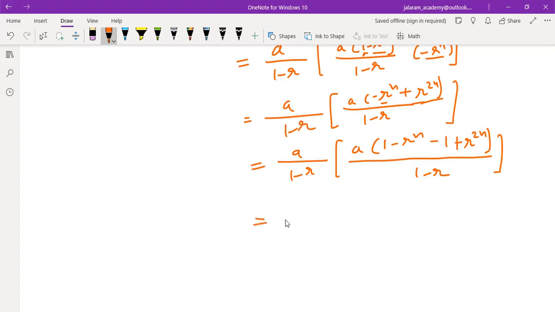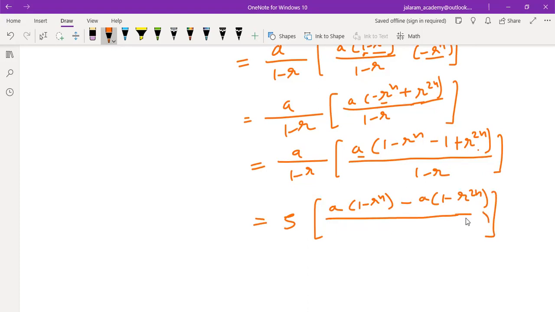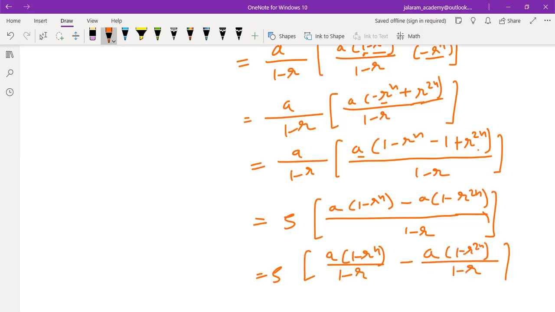1 minus R equals, this is S. When we separate this bracket, A into 1 minus R to the power n, minus is common, and also multiplying A, we get A into 1 minus R to the power 2n over 1 minus R. So it is also S into A into 1 minus R to the power n upon 1 minus R minus A into 1 minus R to the power 2n upon 1 minus R. So S into, this is S1, sum of n terms. This is S2n, S2, sum of 2n terms.